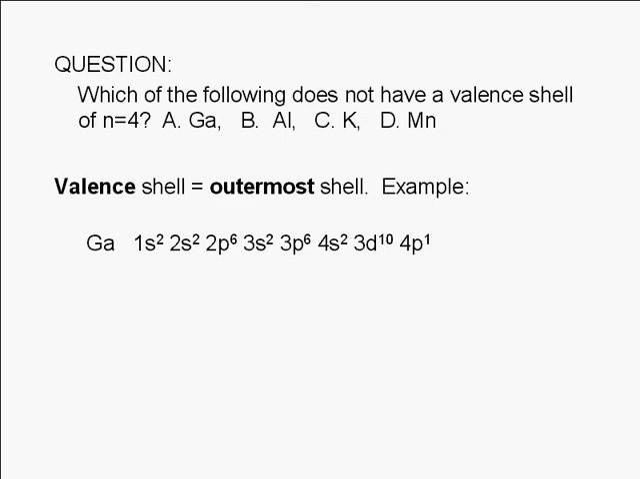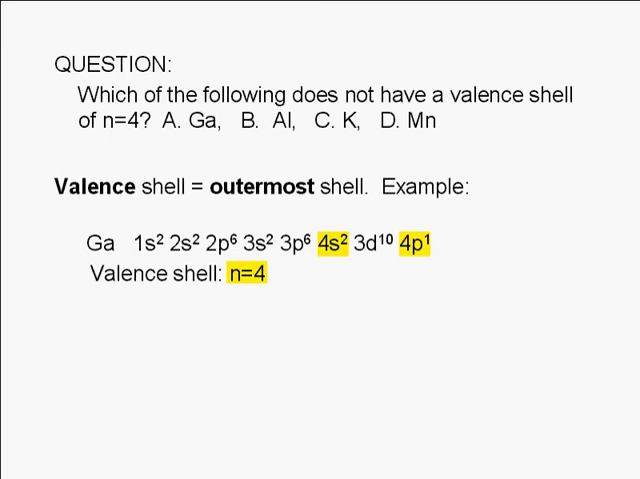Note that this is the ground state configuration. Unless otherwise specified, when we talk about an atom and its electron configuration, we are referring to its ground state configuration. The valence shell, or outermost shell, is the shell with the largest n. Therefore, the valence shell of gallium is the fourth shell.